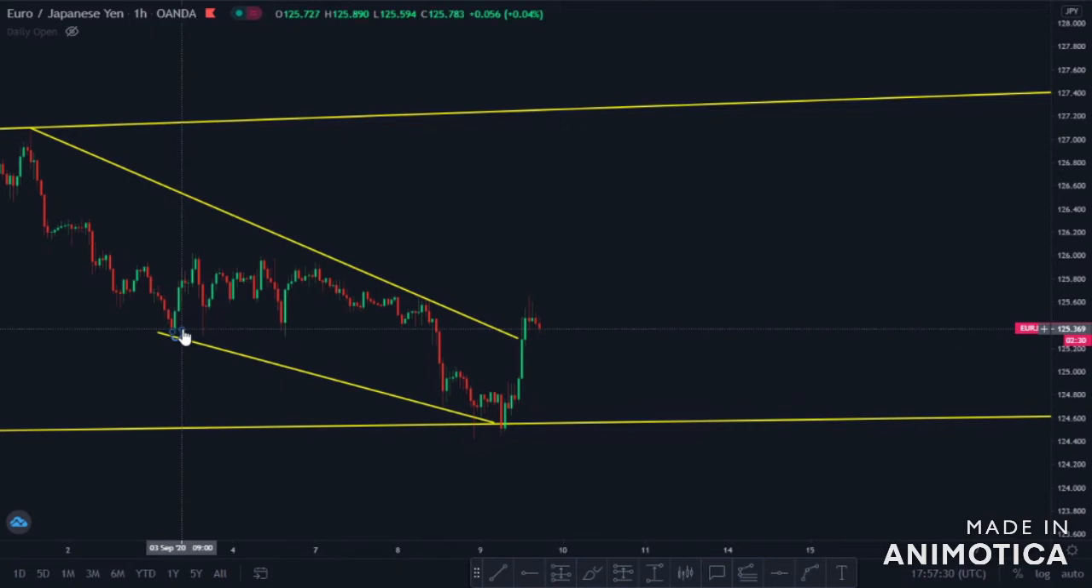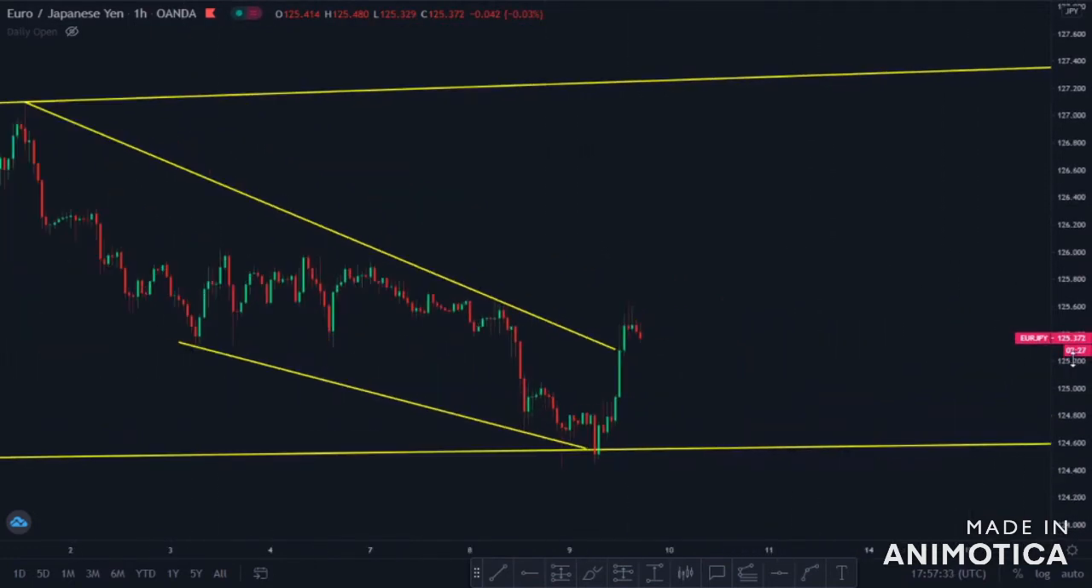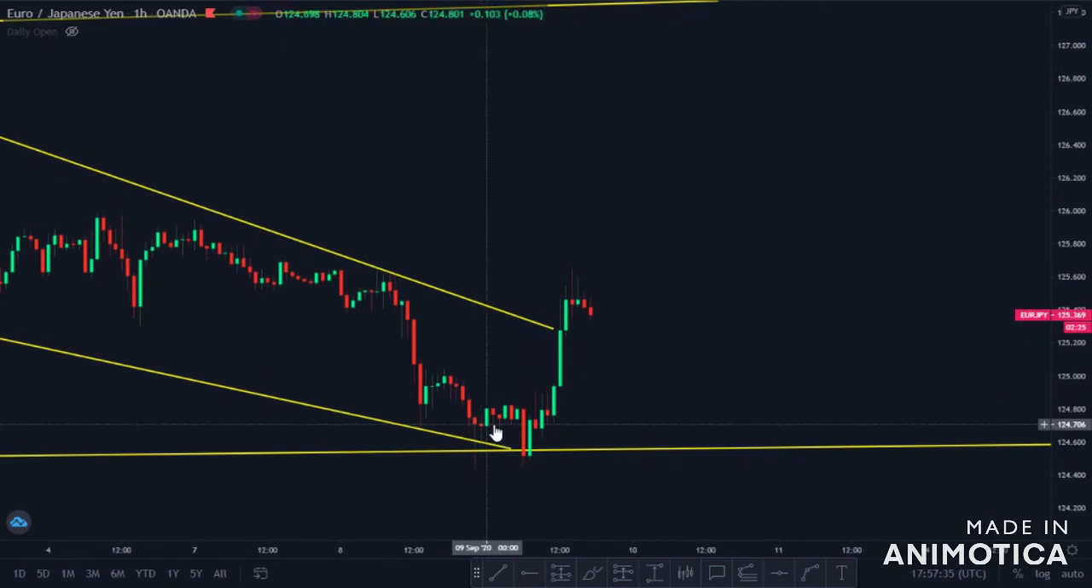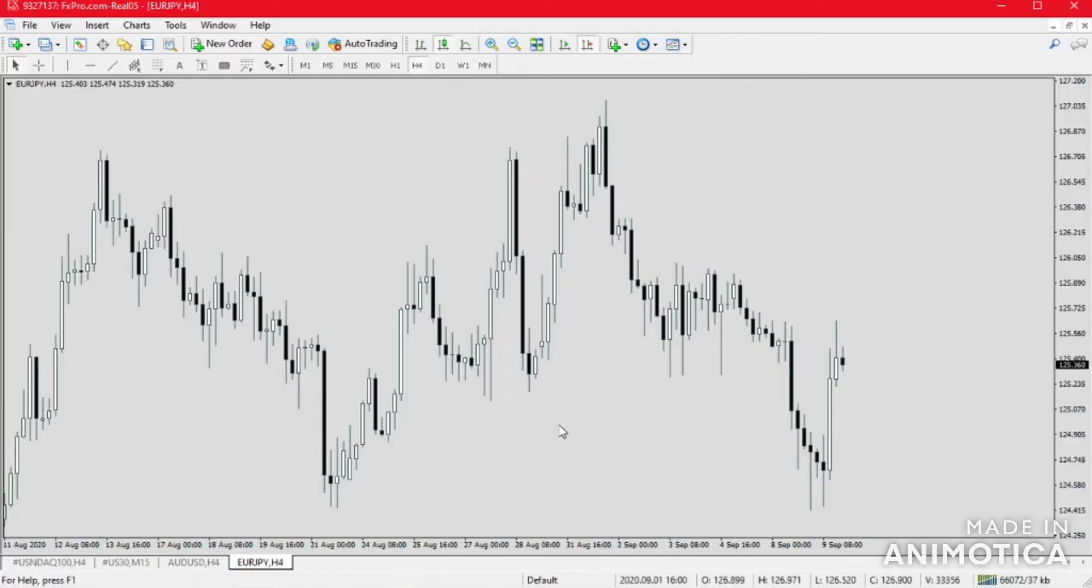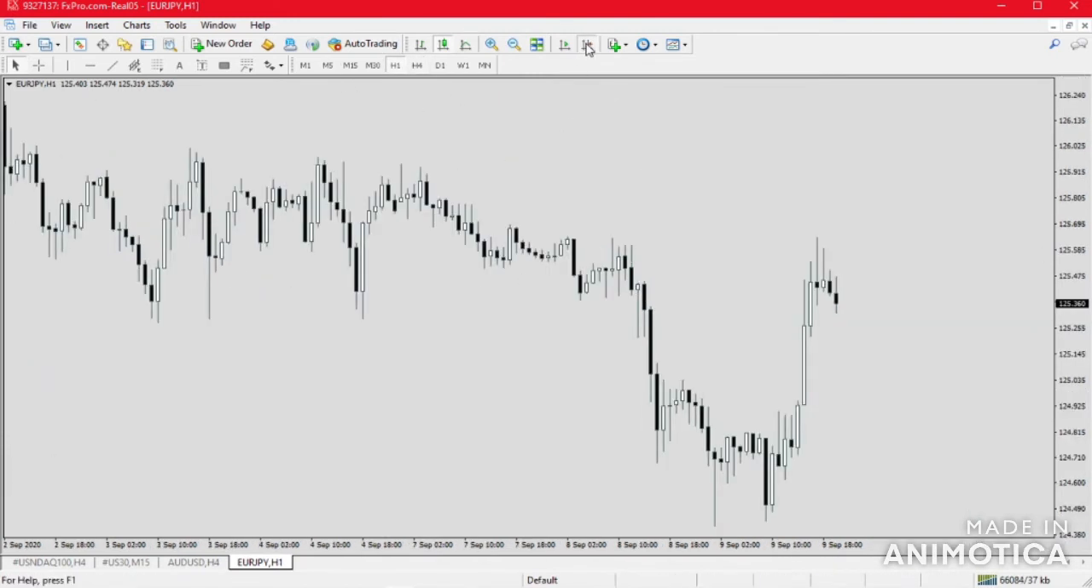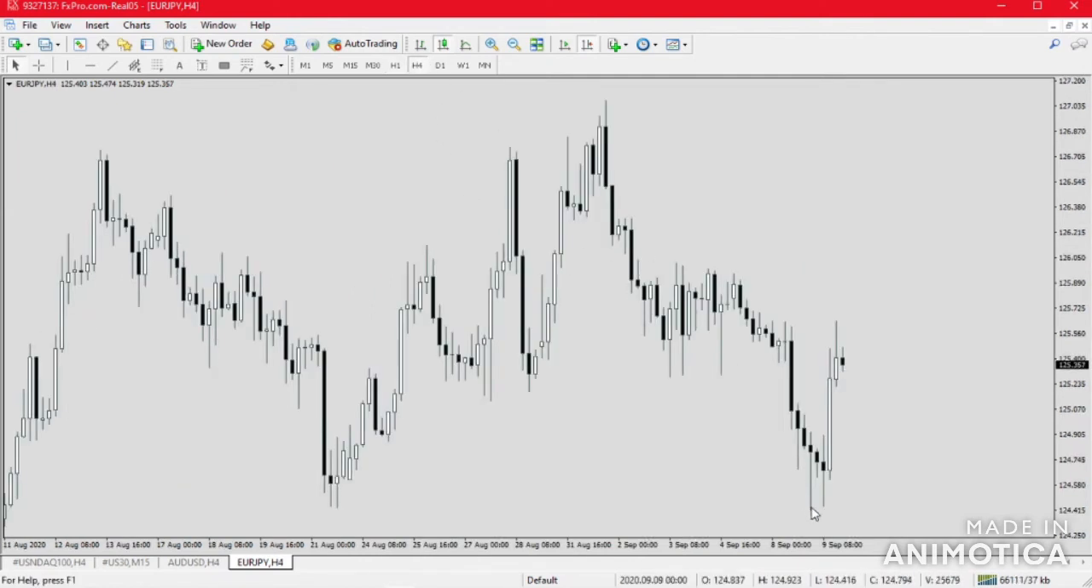Now let's just talk about the entry. Like I said, guys, you don't want to enter right away. Let me just go to my MT4 to show you guys. Right here, this is the 4 hour. Now let's go to the right. This is also EURJPY. Like I said, guys, when you get this, you don't enter right away. What you can do once you got that, you can see there's your pin bar right there.